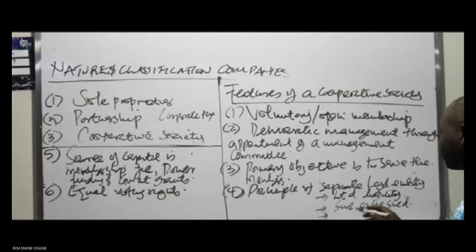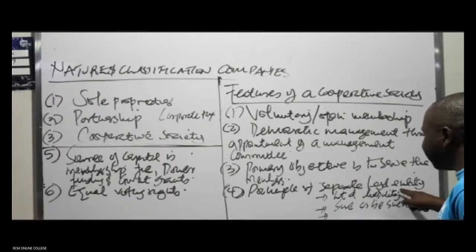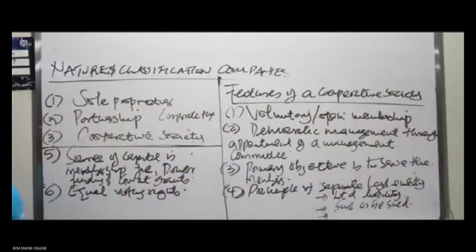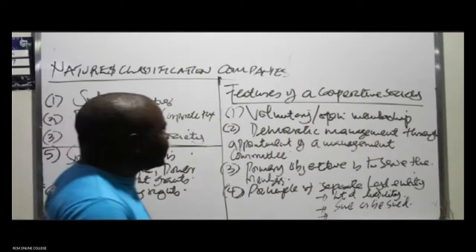So there's perpetual succession, because in this case it doesn't exist as a result of the members, or those who govern it. It exists on its own. There is also autonomy and independence. It operates independently.